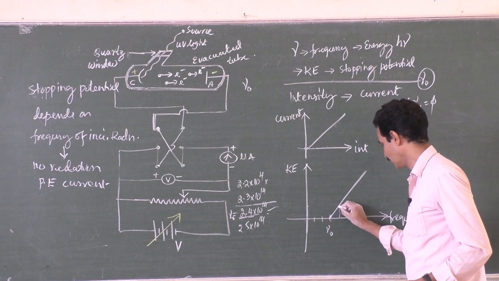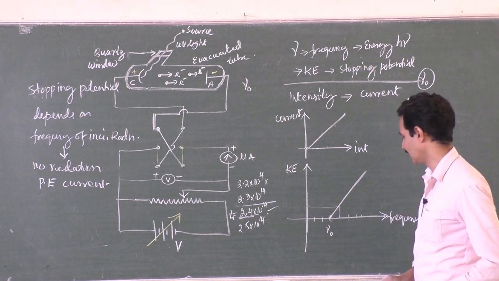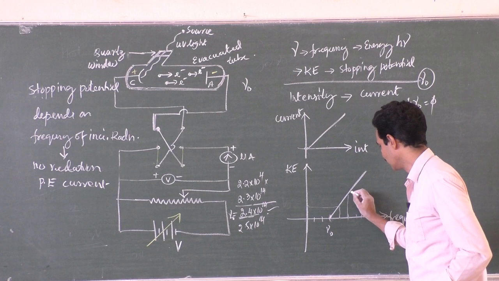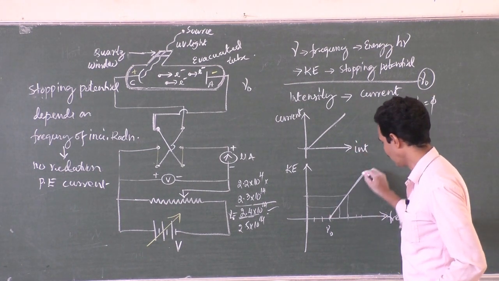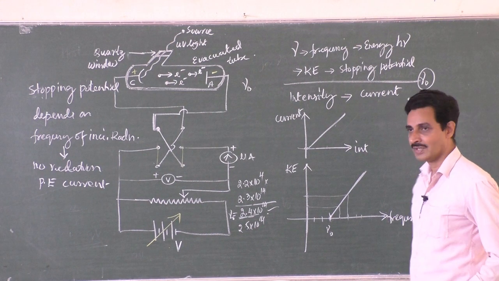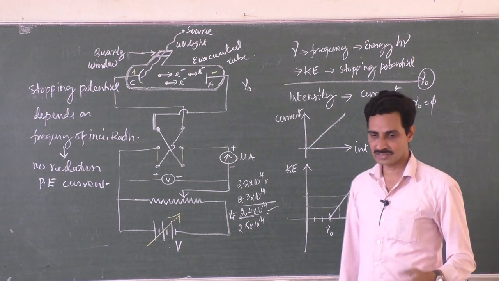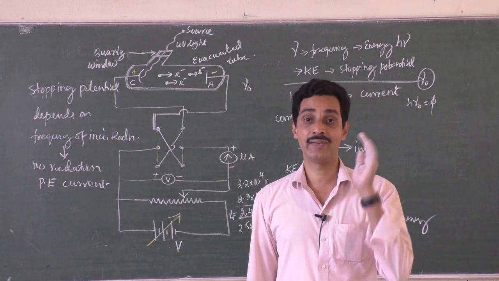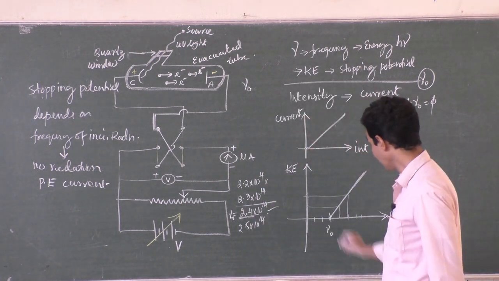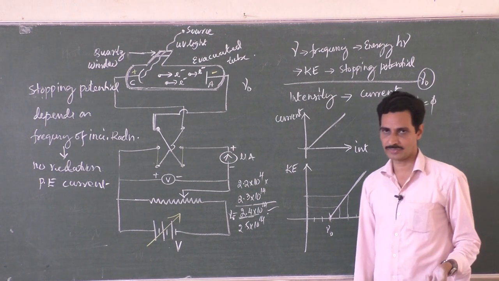But if the frequency is more than threshold frequency, you will have more kinetic energy. If again the frequency is much more, you will have more kinetic energy. This is the graph which is starting from some threshold frequency. So the kinetic energy versus frequency graph is a straight line, but it will start from the x-axis. It will have an x-intercept, and that x-intercept is the threshold frequency.